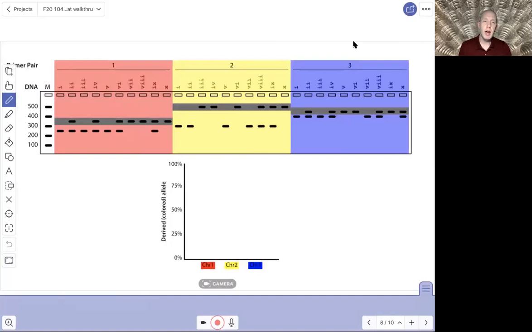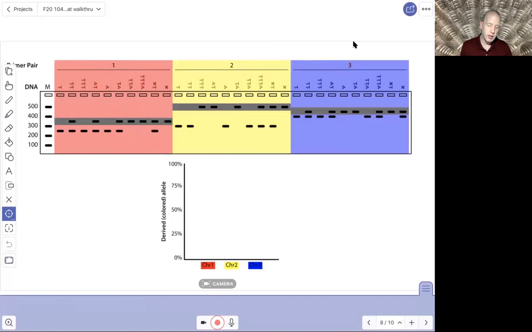So from that selection of 10 individuals, again, numbered Roman numerals 1 through 10, I've got the genotypes of each at chromosome 1 near the putative red mutation or locus, chromosome 2 yellow, and chromosome 3 blue. So we've seen this sort of a cartoon of a gel before, but we can analyze it.